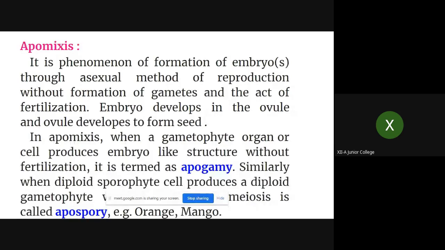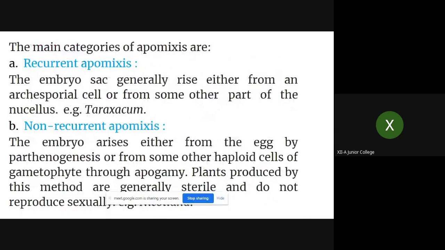Now, what is the role? Again, we will discuss it. The main categories of apomixis: these are recurrent apomixis and non-recurrent apomixis. Very simple, and there are little differences that you have to remember. Embryo sac generally rises either from an archesporial cell or from some other part of the nucellus. Then that is called recurrent apomixis. I'll read the next also. Okay, non-recurrent. Then you will come to know the little difference, how you can find and remember the difference.